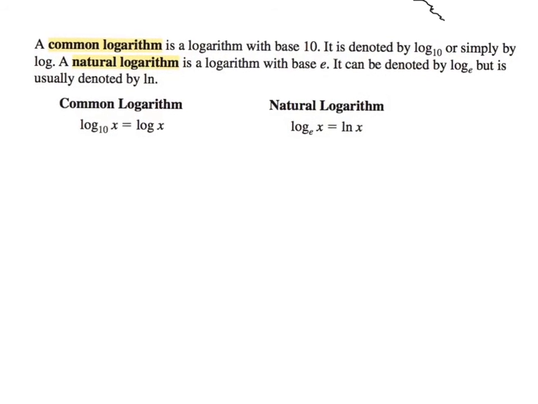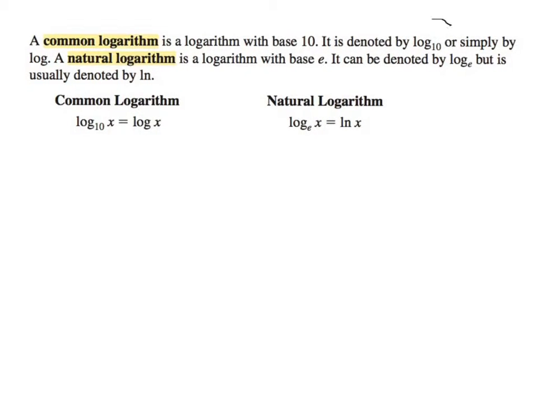Reflections. So now we're going to look at common logarithms. Now common logarithms are going to be base 10. So base 10, they look like this. A common logarithm is base 10. A natural logarithm is a logarithm with base e. It looks like this. Log base 10 of x equals log of x. Log base e of x equals natural log of x.